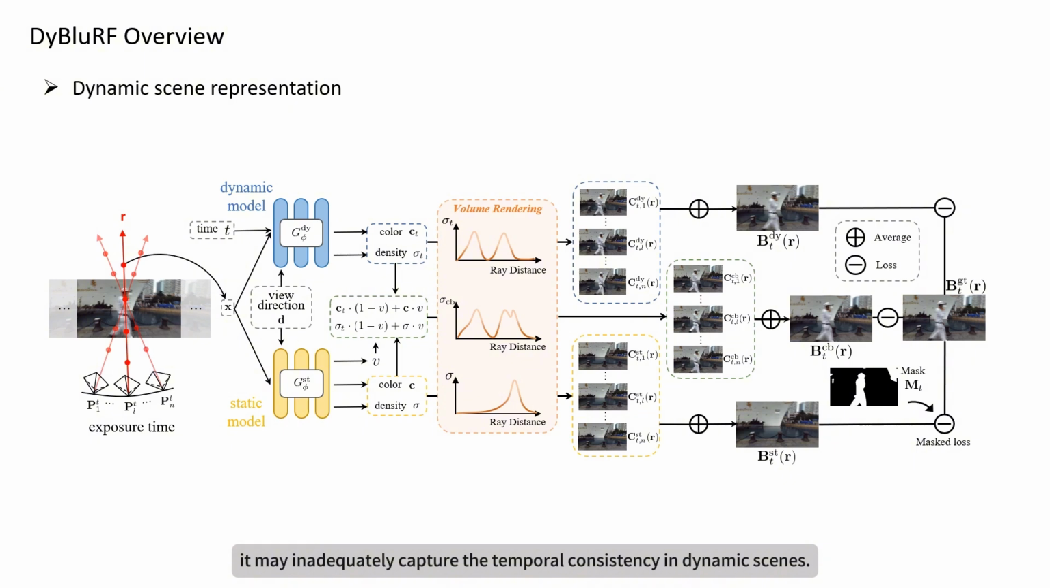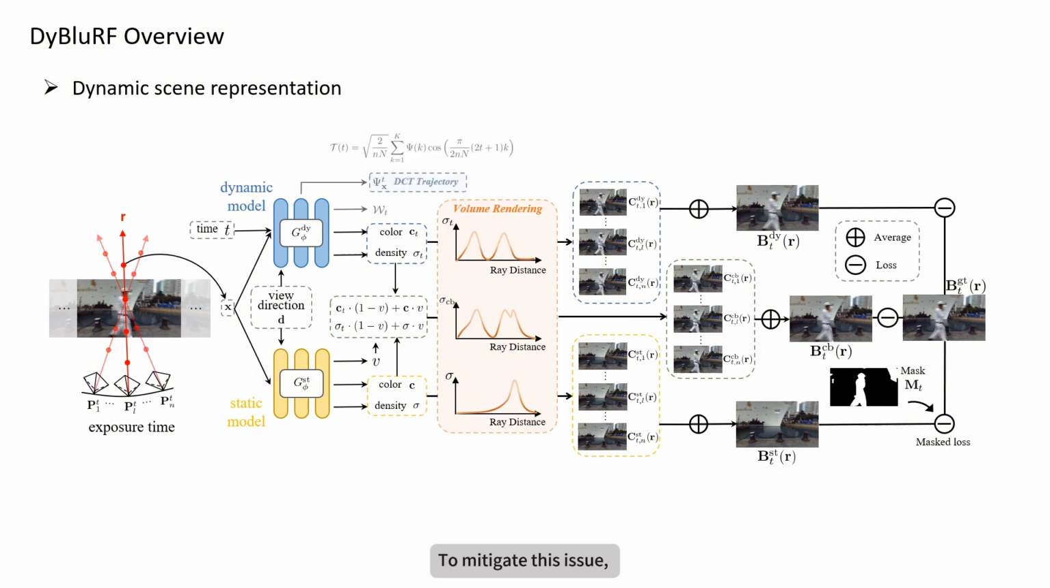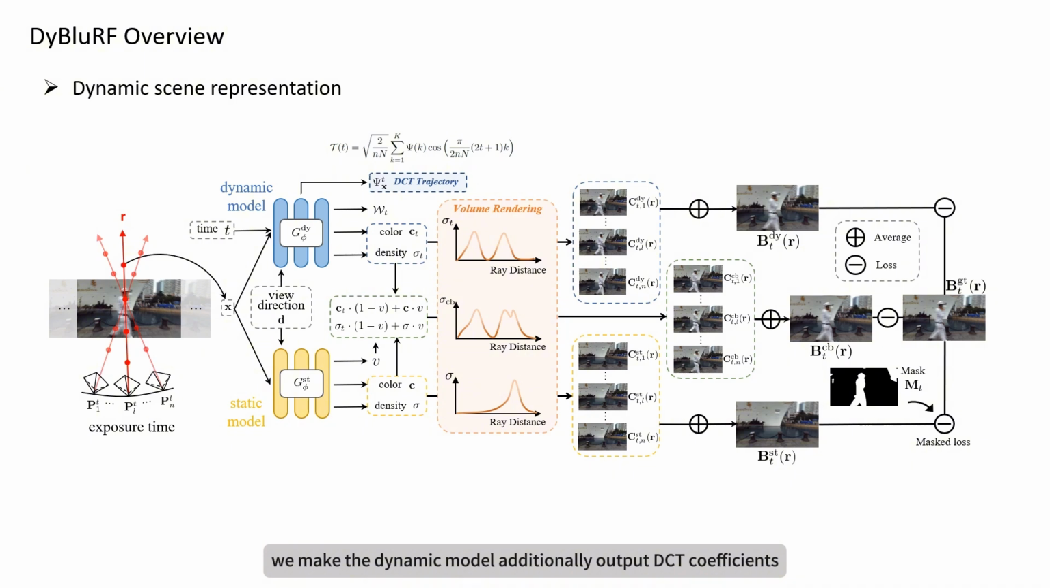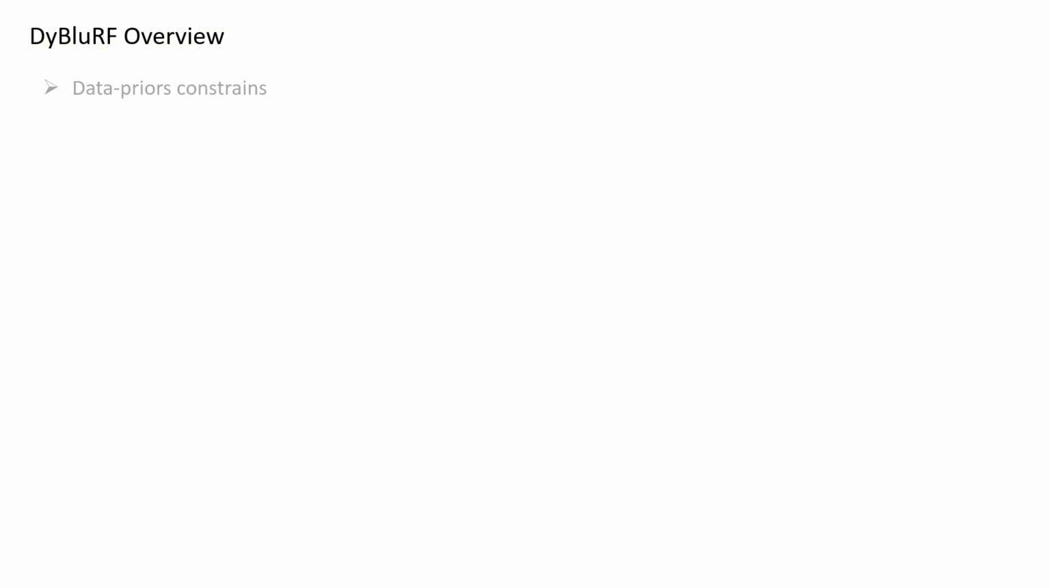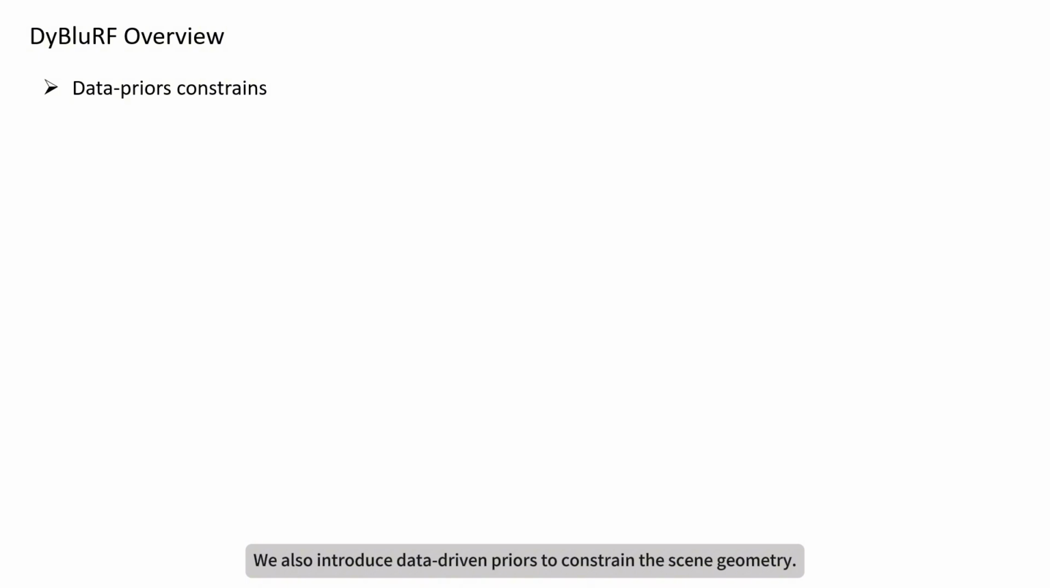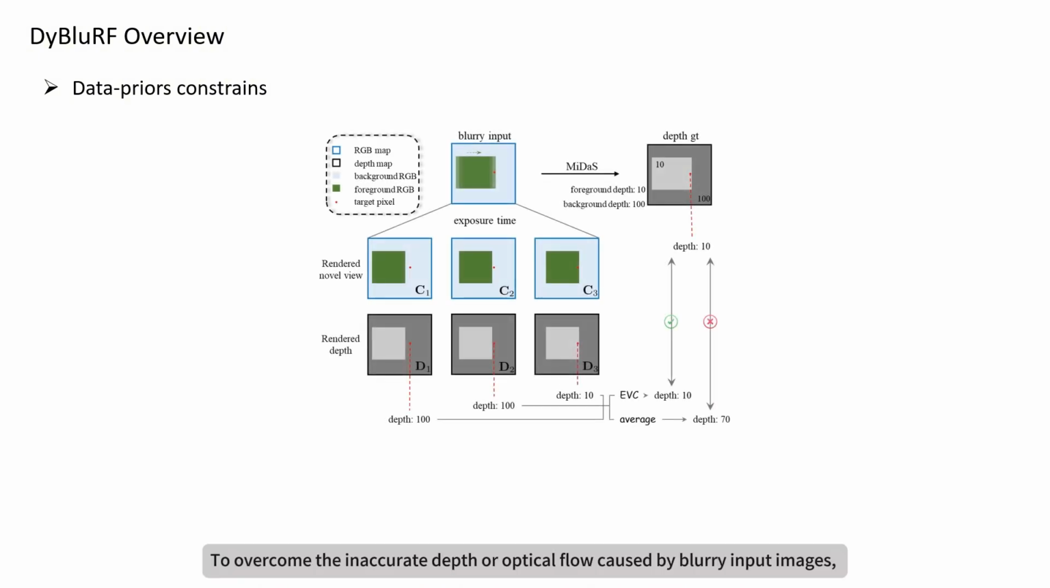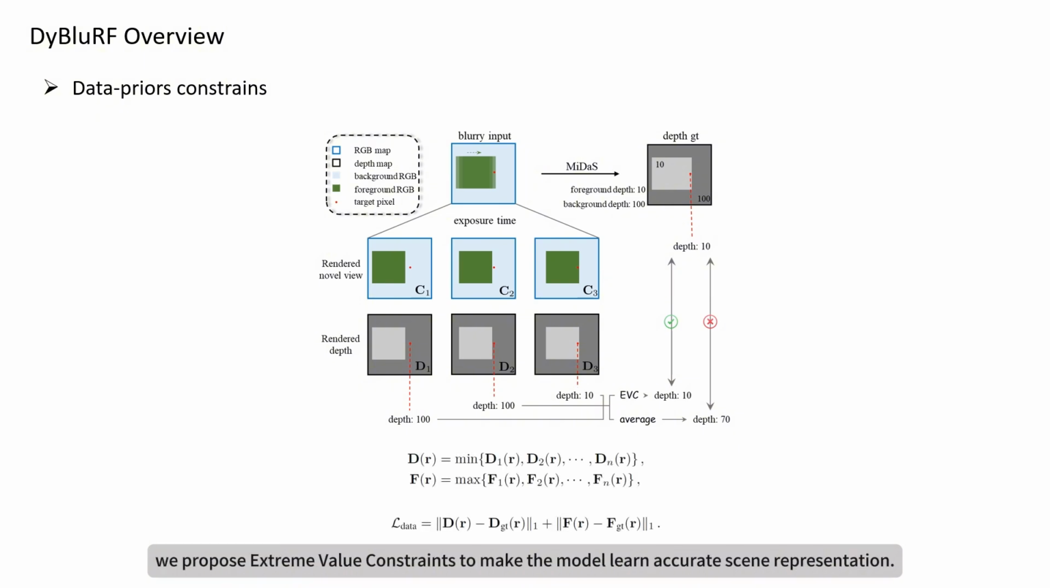Although the above pipeline can represent dynamic scenes from motion blurred input, it may inadequately capture the temporal consistency in dynamic scenes. To mitigate this issue, we make the dynamic model additionally output DCT coefficients to express the motion trajectory of scene spatial points. We also introduce data-driven priors to constrain the scene geometry. To overcome the inaccurate depth or optical flow caused by blurry input images, we propose extreme value constraints to make the model learn accurate scene representation.